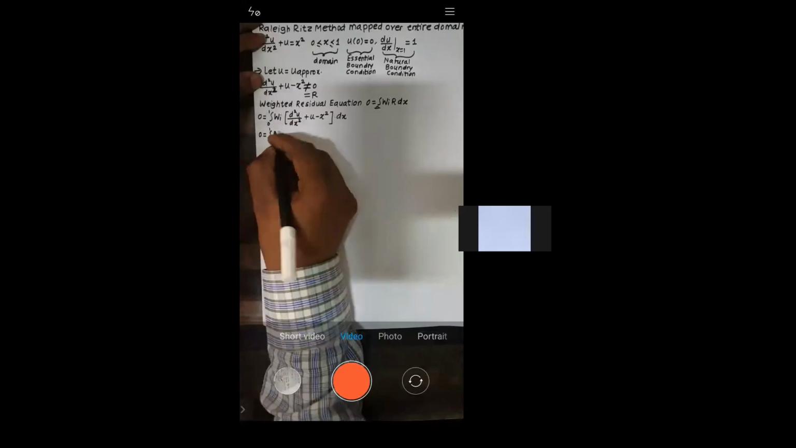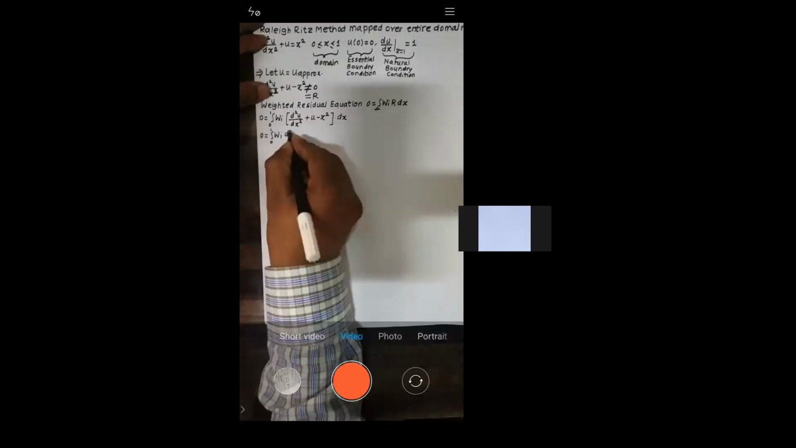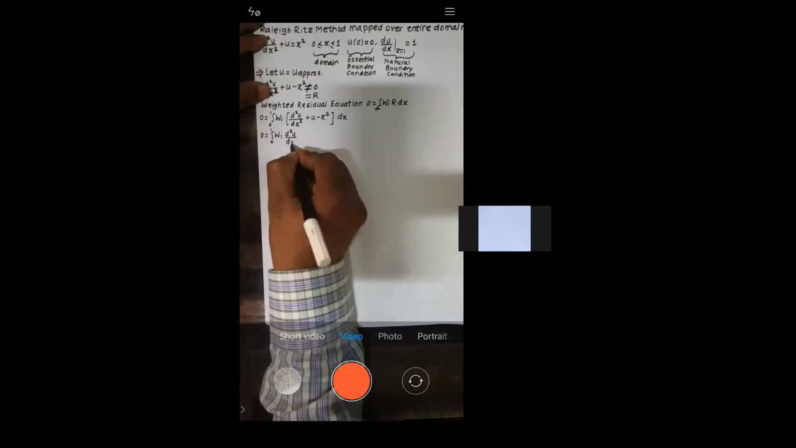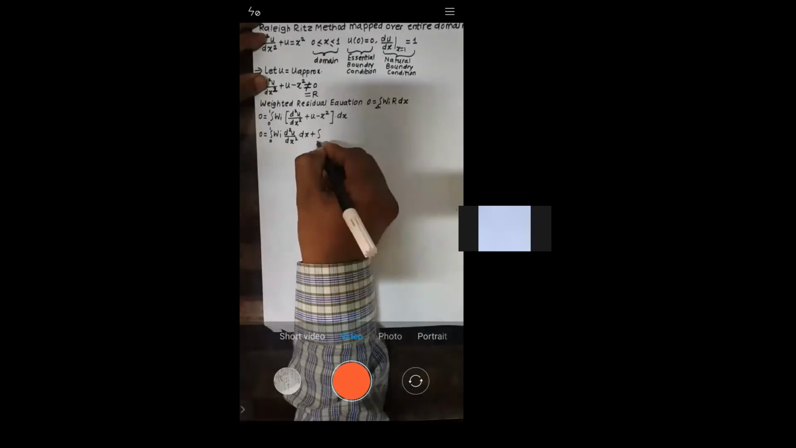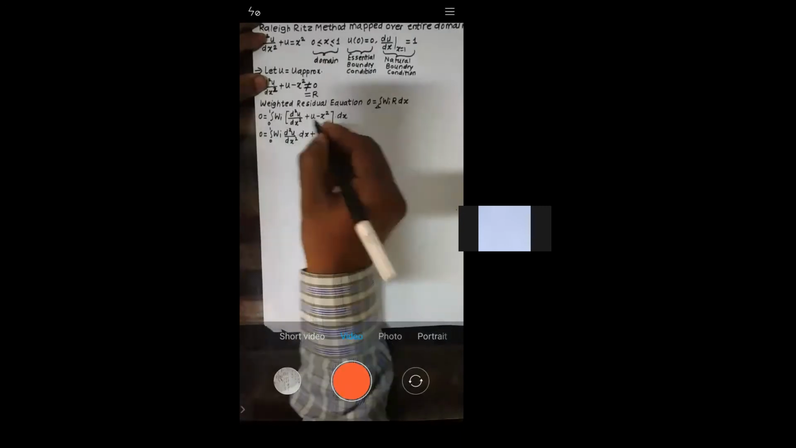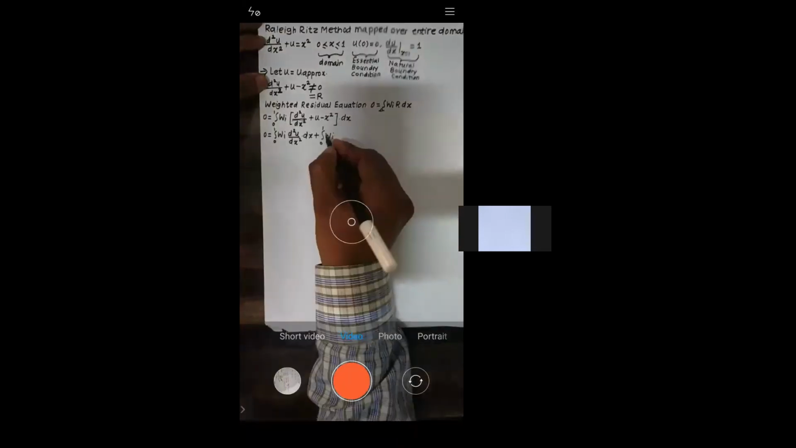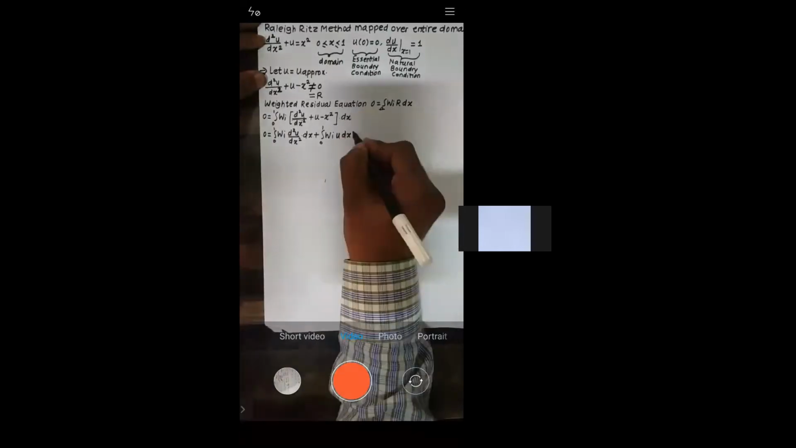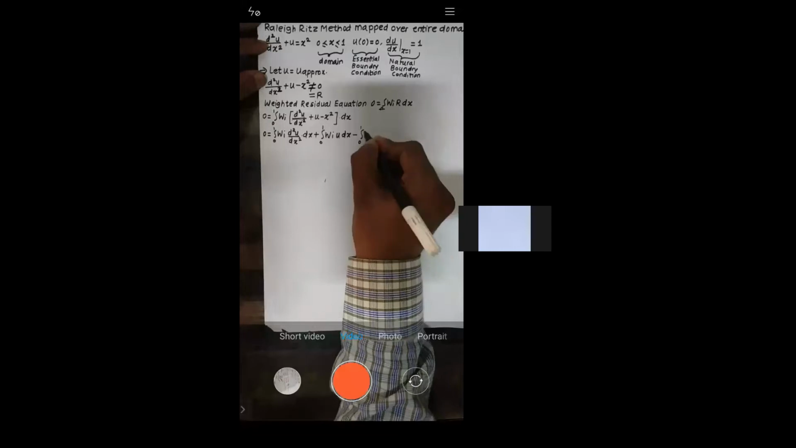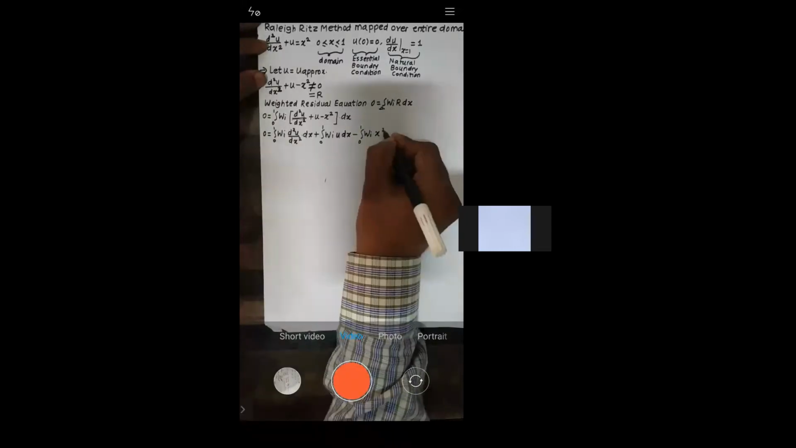So 0 is equal to the integration from 0 to 1 of weight function into d²U/dx² dx, plus again the integration from 0 to 1 of weight function into U dx. Next, again this into this, so minus the integration from 0 to 1 of weight function into x² dx.